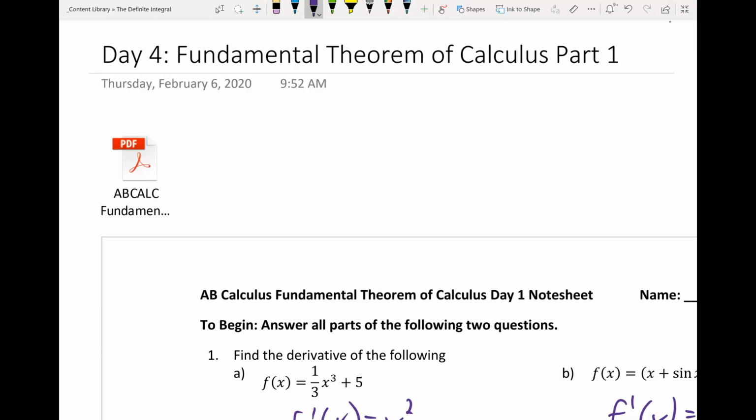So for questions 1 and 2 on the very first page of your note sheet, I want you to try those on your own to review how to take the derivative again, and then to look at an application question like solving for displacement and velocity and acceleration of a particle moving along a line. So go ahead and do that, and then when you are ready, press play.